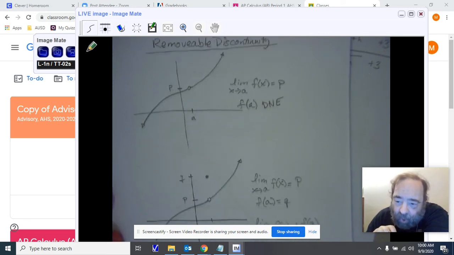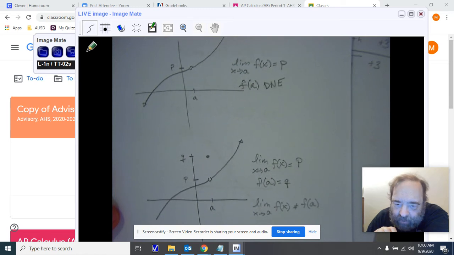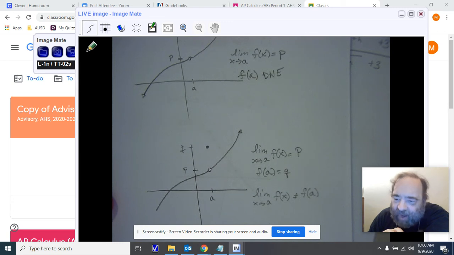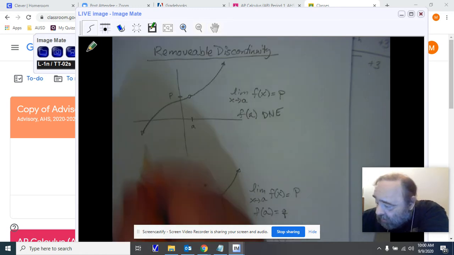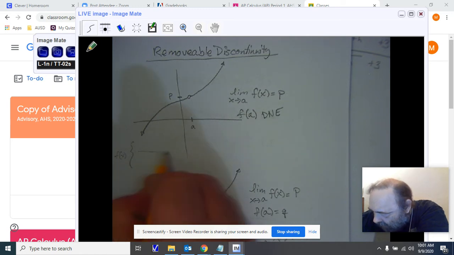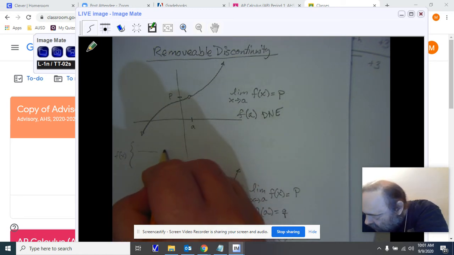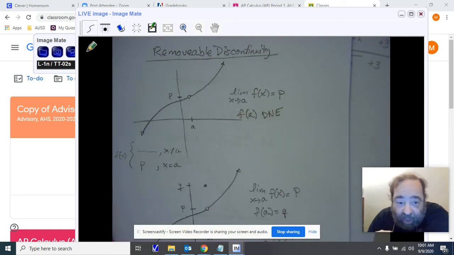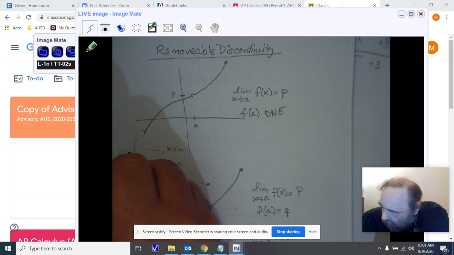Now, the reason why we call this a removable discontinuity is because as mathematicians in calculus, we have the choice to redefine values by making a piecewise function. After all I need to do here is say that I have this function f of x, and it's something else for all values of x not equal to a. And then it will equal p at x equals a. And by simply altering into a piecewise function, I fill in the hole.